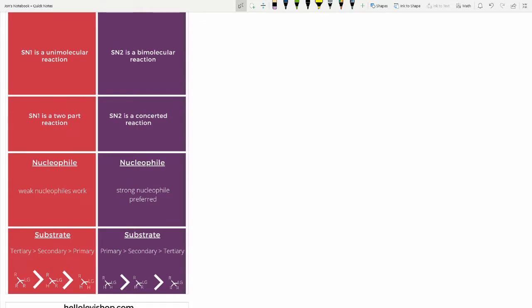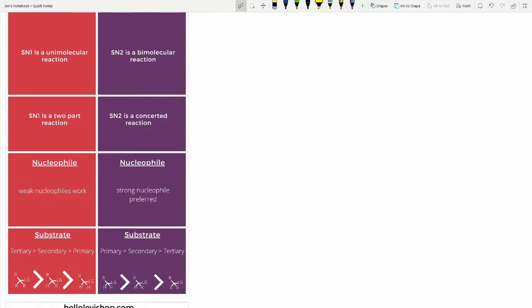SN1's first step is the formation of a carbocation through the loss of a leaving group. Step 2 of an SN1 reaction is that the nucleophile attacks that carbocation and forms the product. With SN2, we say that it is a concerted reaction, which means that the bonds break and form at the same time. So in this situation, the bond formation between the nucleophile and the electrophilic carbon is occurring at the same time as the breaking of the bond between the electrophilic carbon and the leaving group.